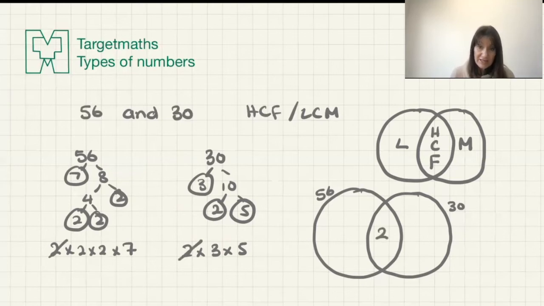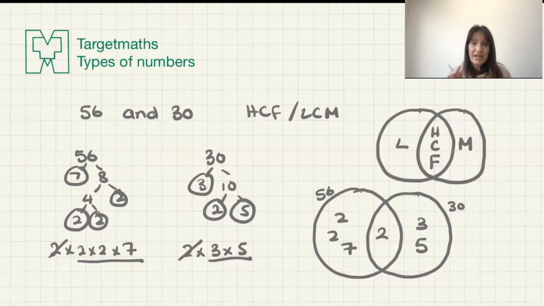I then look and can see that there isn't anything else that can go in the middle. It's literally 2. The rest of these numbers need to go in this section, so they're in the 56 circle and not in the 30 circle. And the rest of these numbers are going to go in here. So I found my prime factors. I've now put them in a Venn. I can now answer my HCF and LCM question.